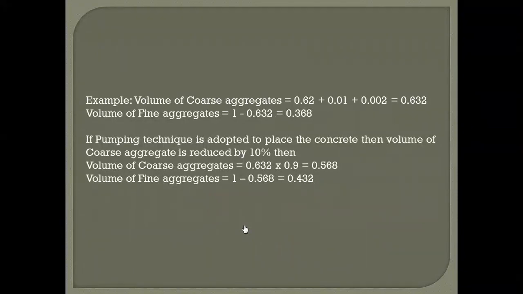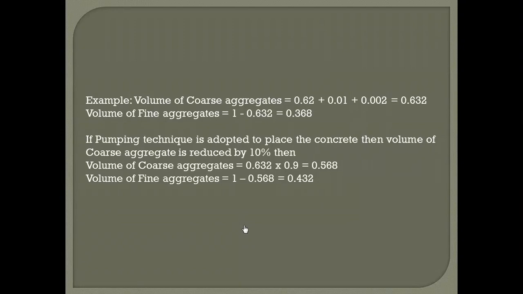Next, the volume of coarse aggregate is 0.632. How do we find the volume of fine aggregate? It is 1 minus the volume of coarse aggregate. Fine and coarse aggregate together should be 100%. So 1 minus 0.632 will give the volume of fine aggregate.